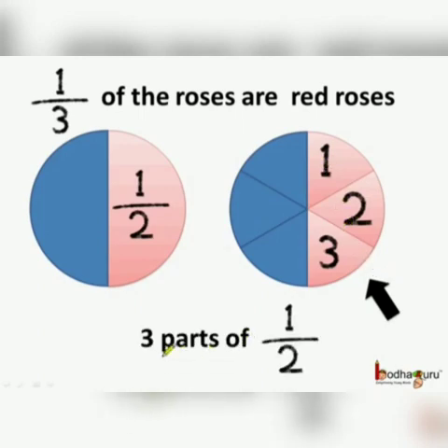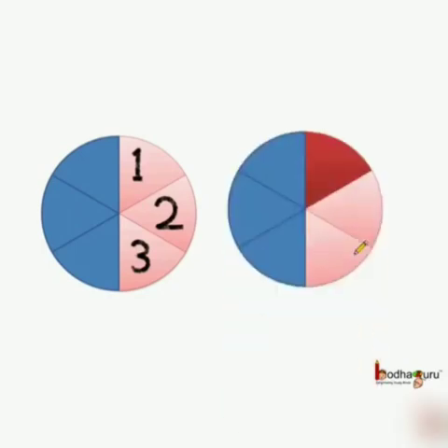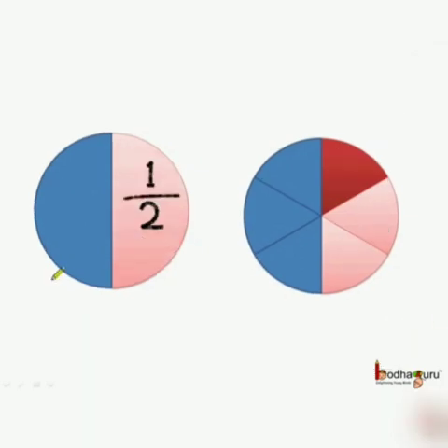So we took 3 parts of the halves. Now there are 3 parts of roses, of which only one part is red rose. 1, 2, 3 parts were there and only one part was red rose. So we took one part out of the 3 parts of the half. So what did we do?